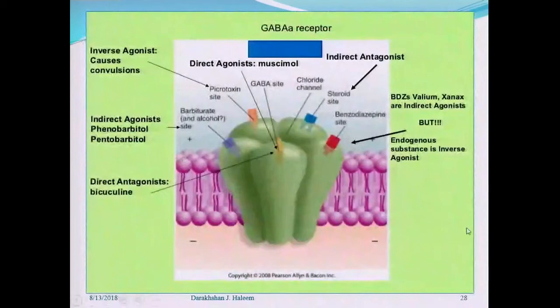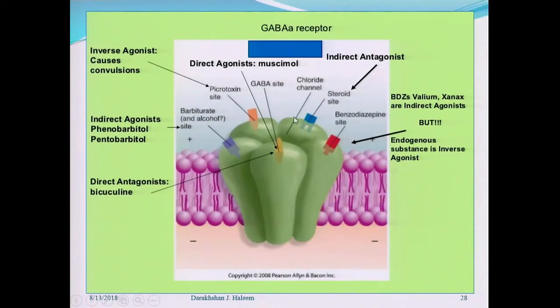Now here you can see the example of an inverse agonist. This is the GABA receptor, GABA binding site. A number of binding sites are here. The main one is for GABA itself. This is the GABA A receptor. So when GABA occupies this site, the channel will open. Chloride ion channel will open. Bicuculline is an antagonist. It will bind with the receptor sites, and the channel will not open. And similarly, muscimol is an agonist. It will bind with the receptor sites, and the channel will remain open for a larger time.